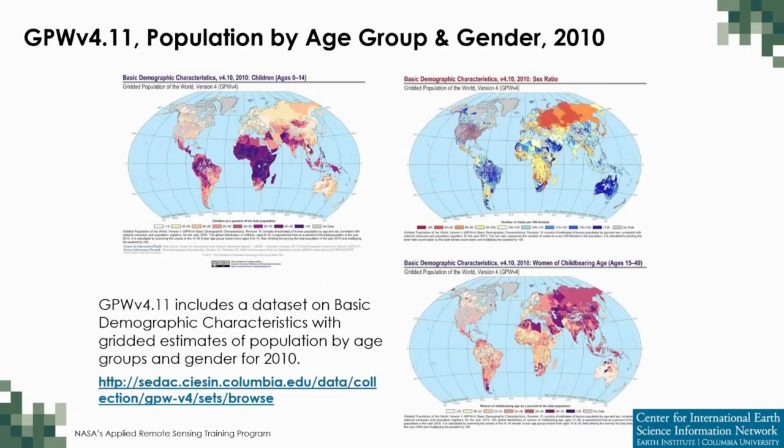So we have continued to evolve GPW over the years. The version 4 was produced about 5-6 years ago. And in addition to mapping the distribution of total population, we have made improvements. We've also, of course, increased the resolution and draw on many millions of inputs. But in addition to total population, we disaggregate population by age group and gender. So for example, you can map particular age groups, you can map the difference between males and females and generate a sex ratio as shown here.